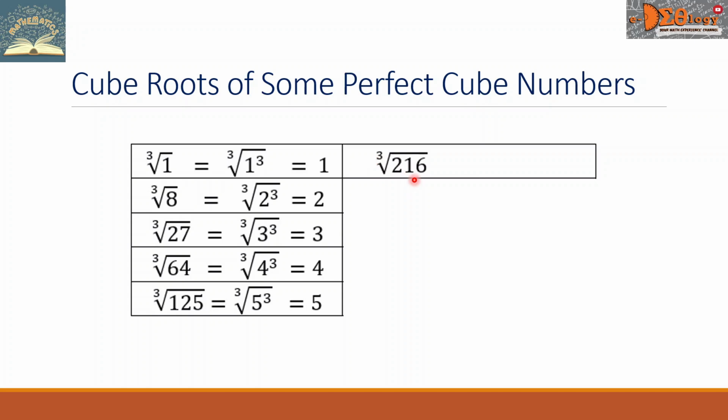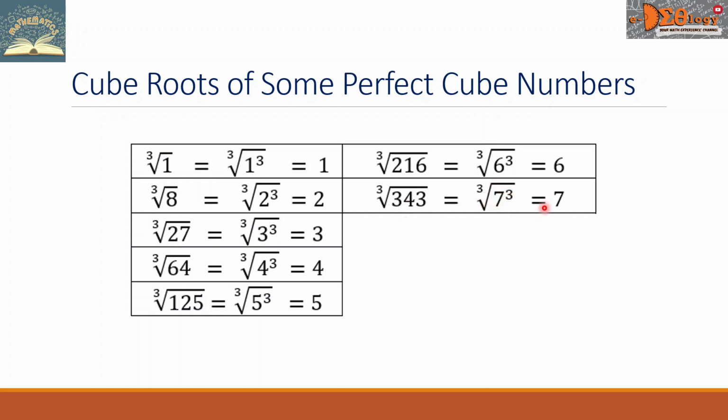Next is the cube root of 216. 216 is equal to 6 cubed. And in here, we can write the answer as 6. So the cube root of 216 equals 6. Cube root of 343. This 343 is equal to 7 cubed. And the number 7 is the answer here. The cube root of 343 equals 7.